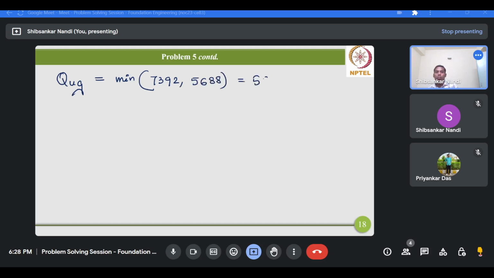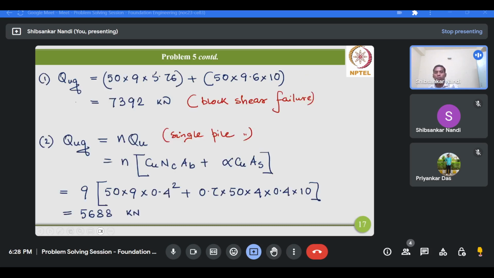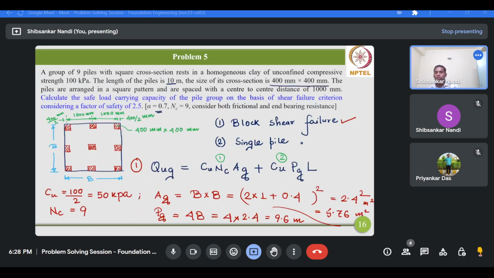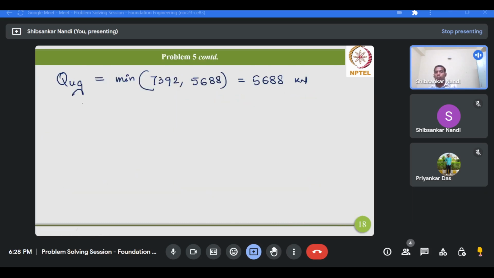However, we have to report the safe load carrying capacity. Therefore, QUG safe will be 5688 divided by the given factor of safety, which is 2.5 for the problem. It is 2275.